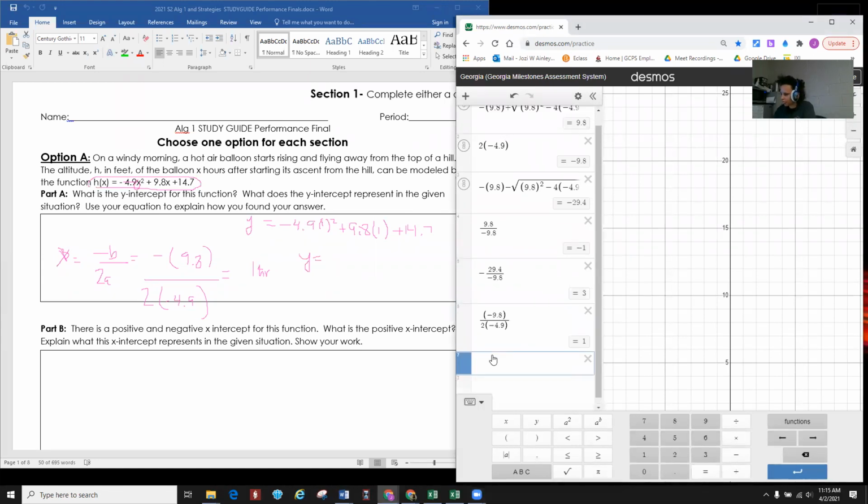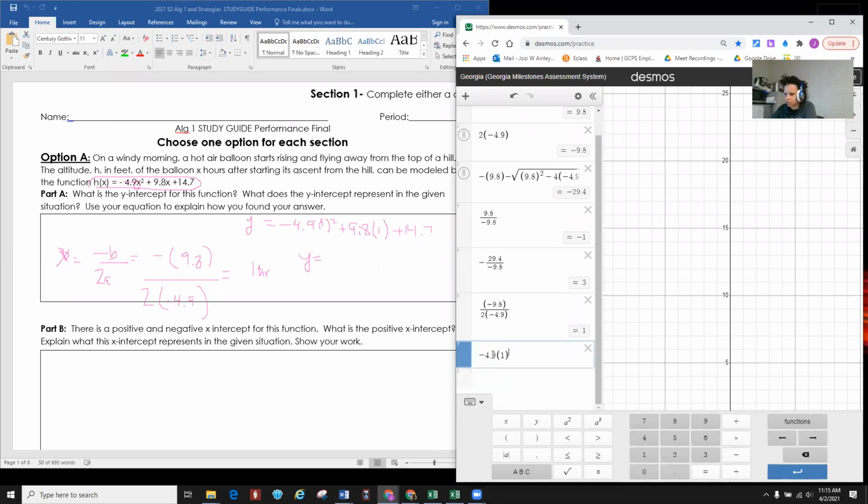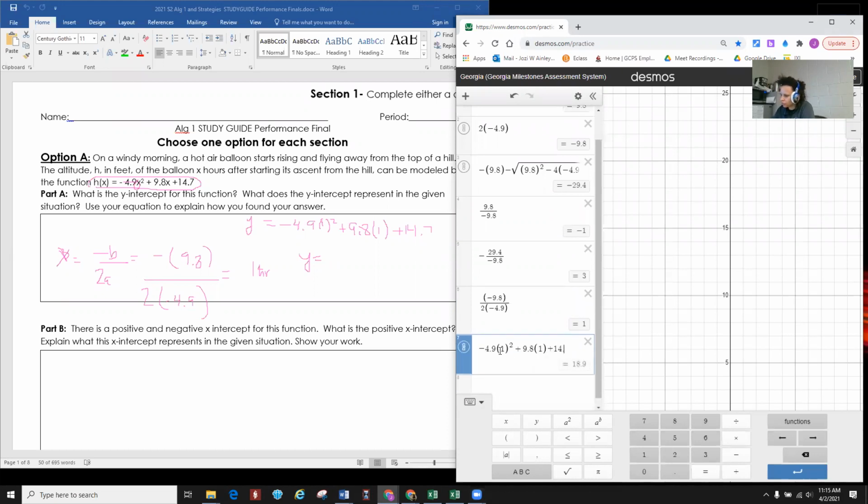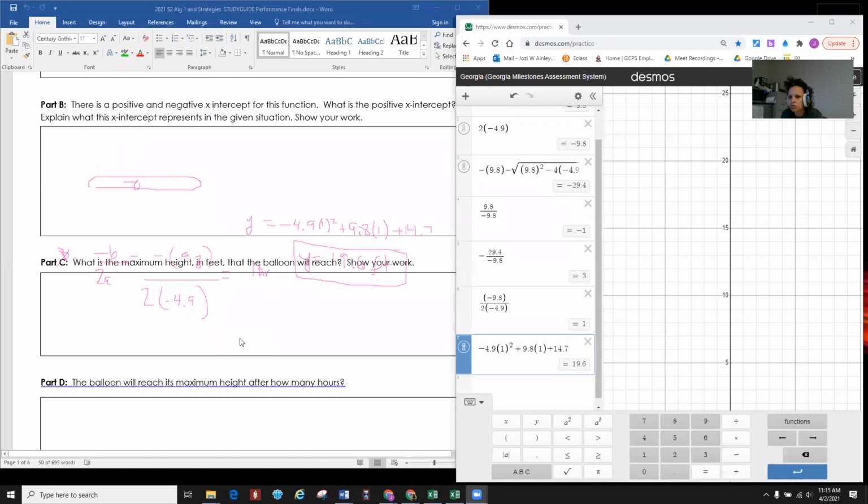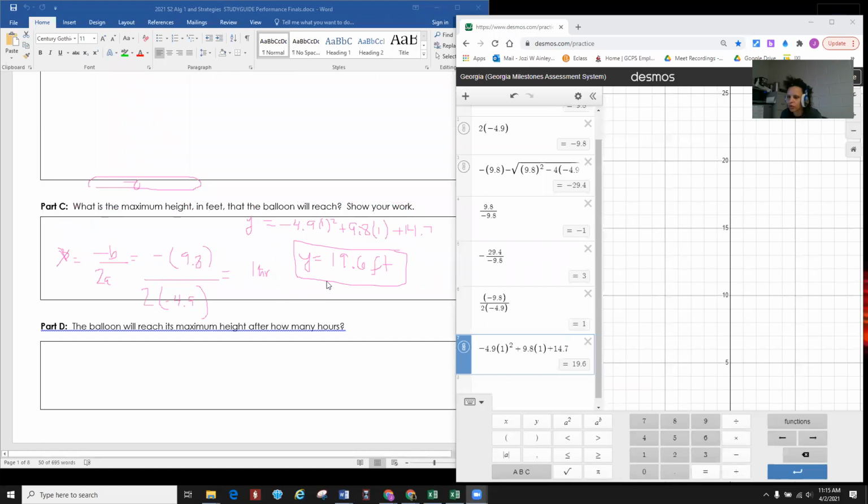So negative 4.9 parentheses 1 squared plus 9.8 parentheses 1 plus 14.7. All right, so that maximum height happens at 19.6 feet. The question says, what's the maximum height in feet the balloon will reach? Show your work. So right here, 19.6 feet. Here's my work on how to find it.